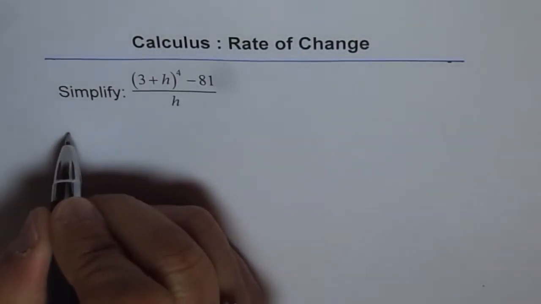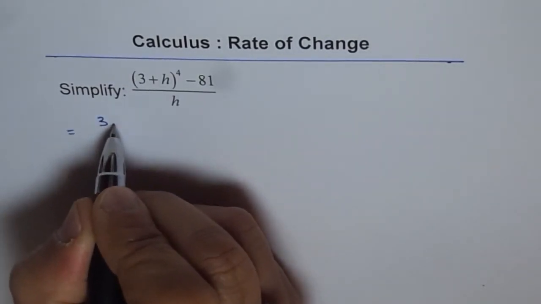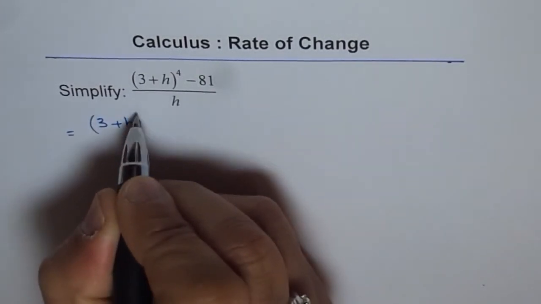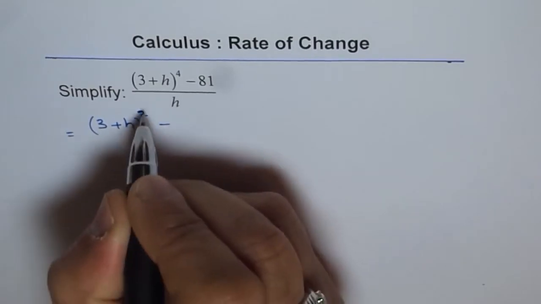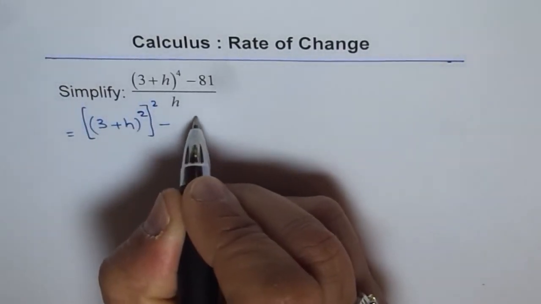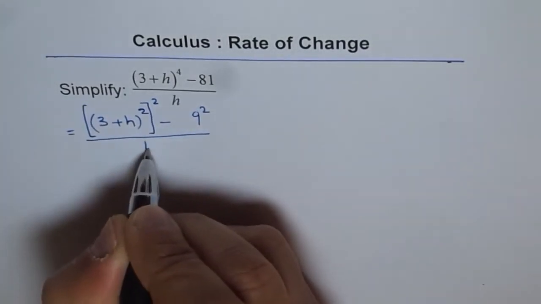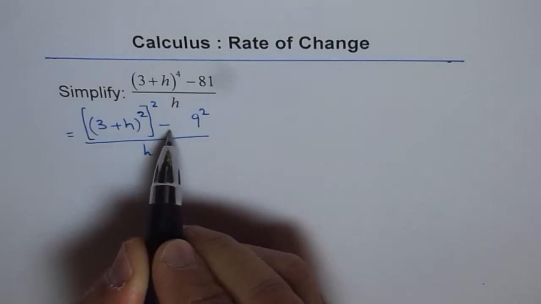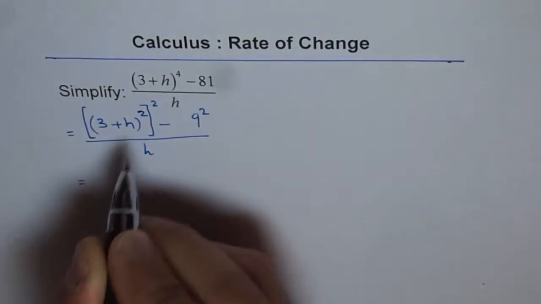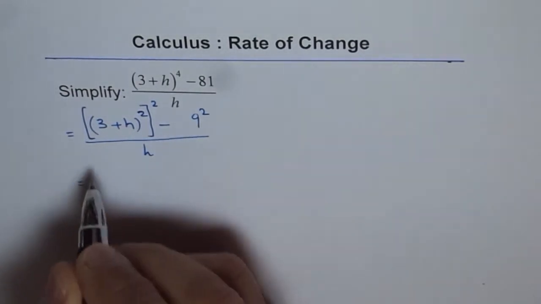So we can write this as a difference of squares, right? Think like this: (3 plus h) whole square, and this is 9 square. So now it becomes a difference of squares. Do you see what I'm trying to say? a square minus b square. So we can factor this and then write down (a plus b) times (a minus b).